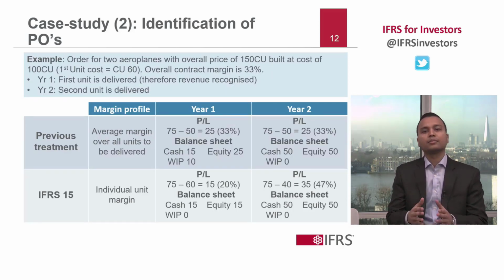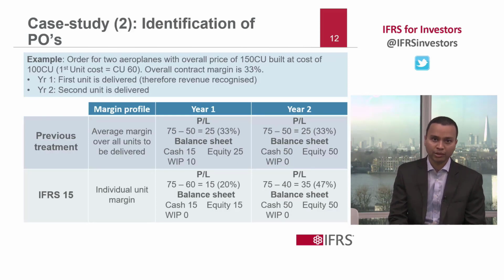Let's consider simple numbers behind such a transaction. In this case, we will illustrate that even though revenue amounts don't change under IFRS 15 versus the previous treatment, the margins change on account of the identification of performance obligations. Let's say the contract we are dealing with is to deliver 2 planes for a total price of 150 built at a total cost of 100.